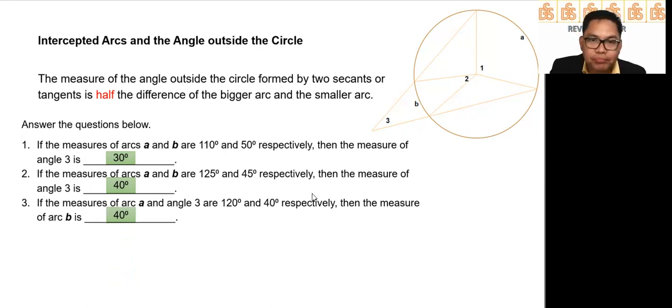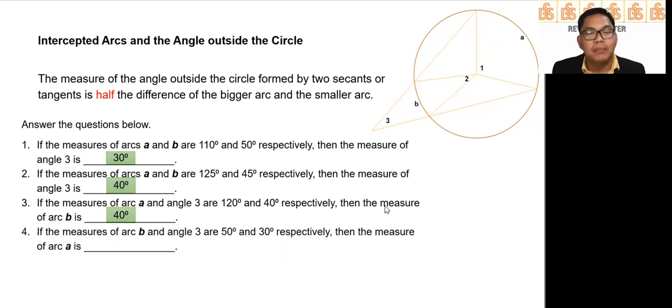Let's check if that is correct. 120, if arc B is 40, 120 minus 40 is 80, divided by 2 is also 40. So what I did, 120 minus 40 times 2. That is also the length of arc B.